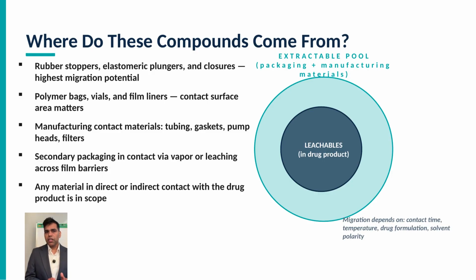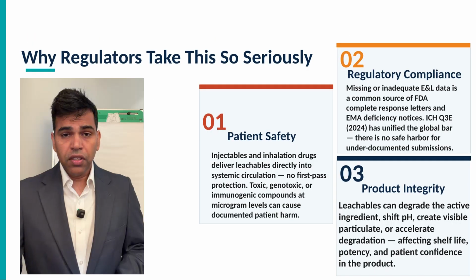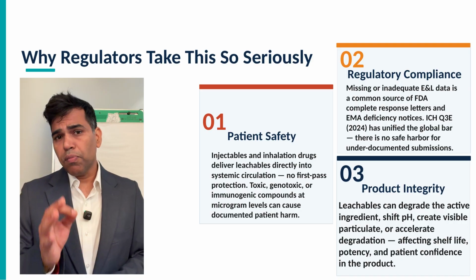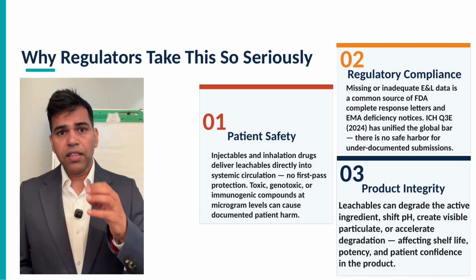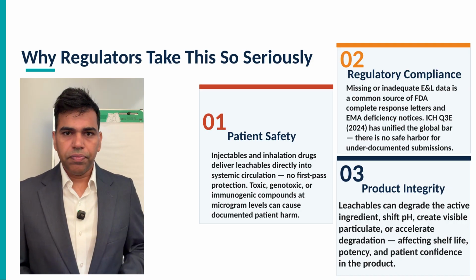manufacturing contact materials: tubing, gaskets, pump heads, filter housings. These aren't packaging, but they touch your drug during processing, and they are fully in scope under ICH Q3E. The scope is wider than most teams expect when they first map it out.